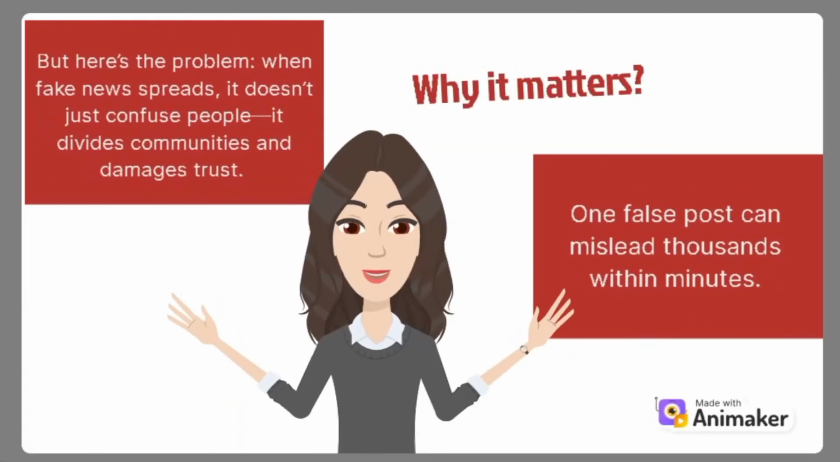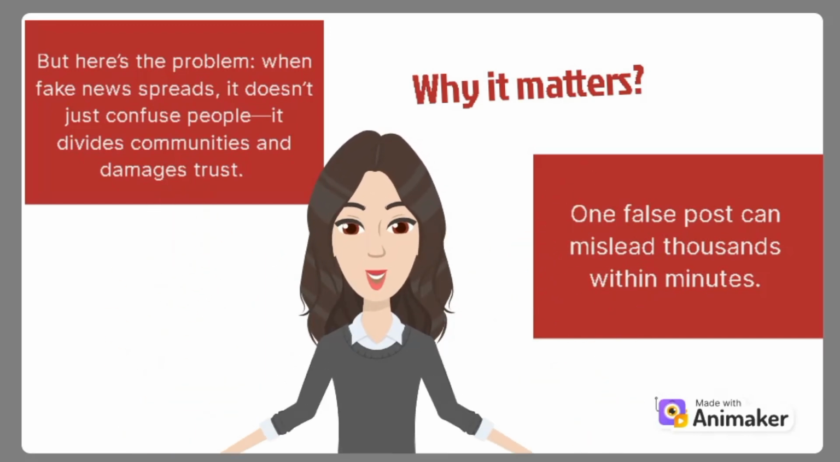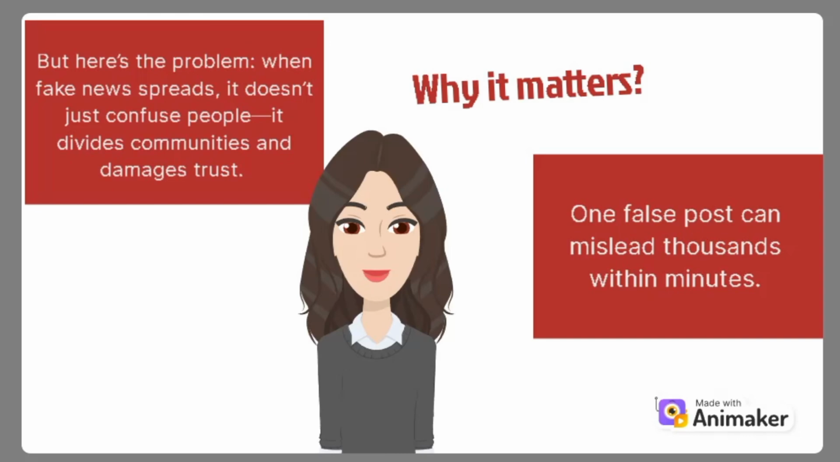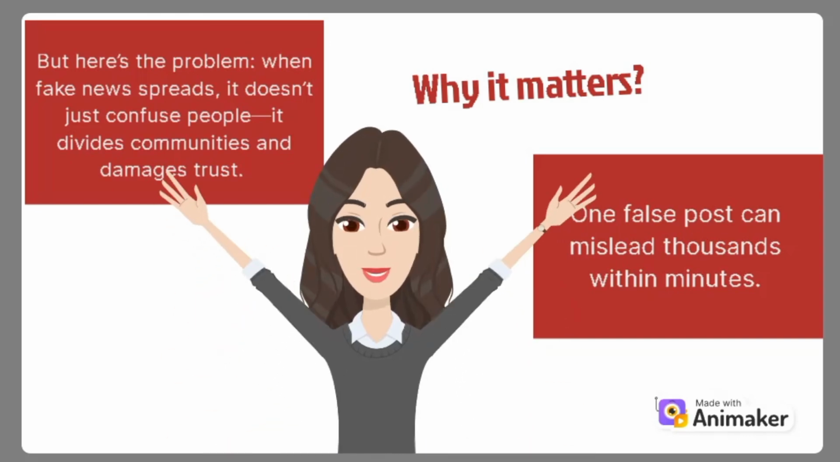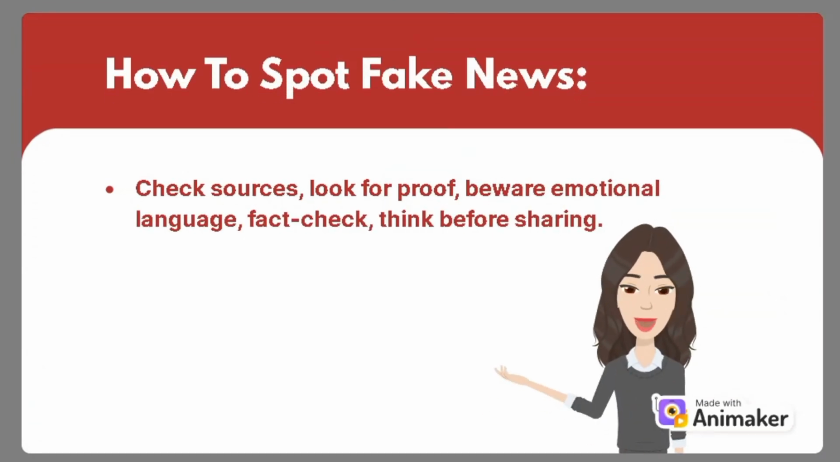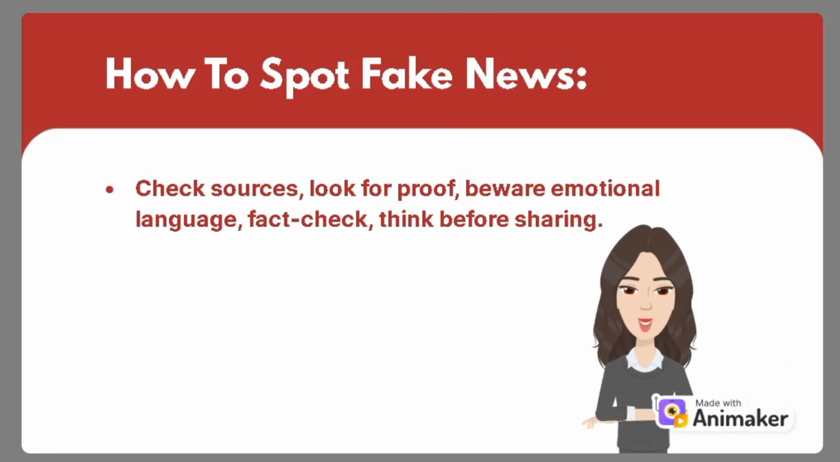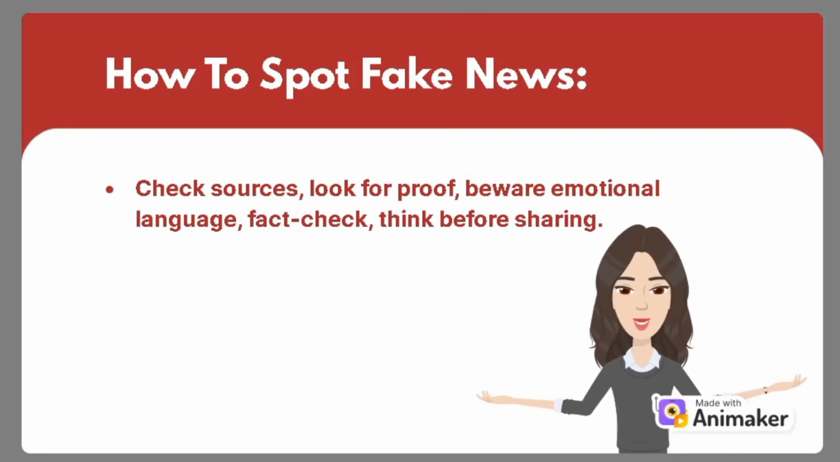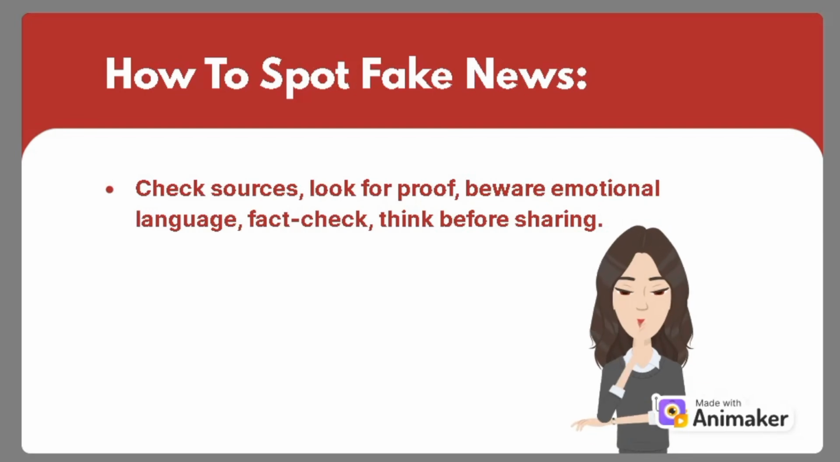But here's the problem. When fake news spreads, it doesn't just confuse people, it divides communities and damages trust. One false post can mislead thousands within minutes. How can we spot fake news? Number 1. Check the source. Is it a real news organization or just a random page? Number 2. Look for evidence, reliable articles or official statements. Number 3. Watch for emotional language. If it's trying too hard to make you angry or scared, that's a red flag.